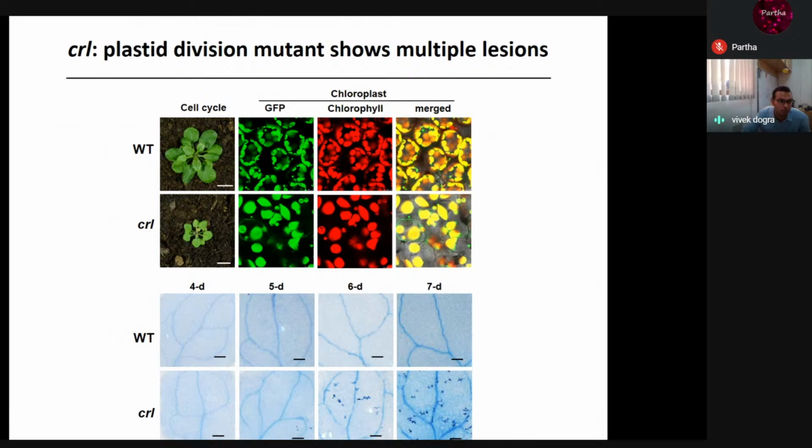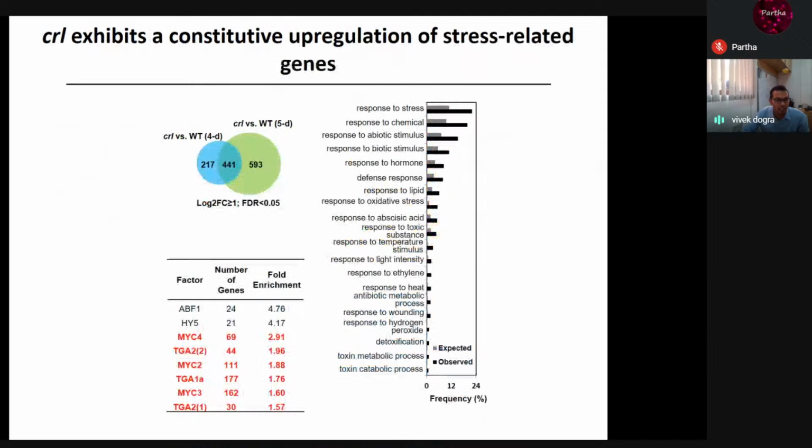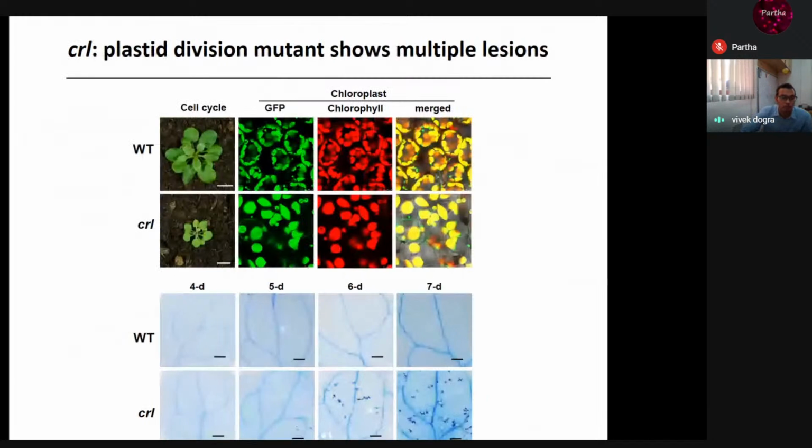In a wild type chloroplast, you see small chloroplasts, and there are 80 to 100 chloroplasts in one cell. But in the CRL cell, the chloroplasts were not able to divide, and they were becoming bigger, and the number was reducing. At the same time, this plant, because of the big chloroplast, was also showing an age and light dependent cell death.